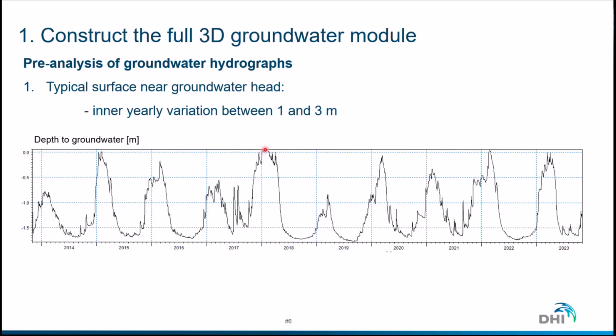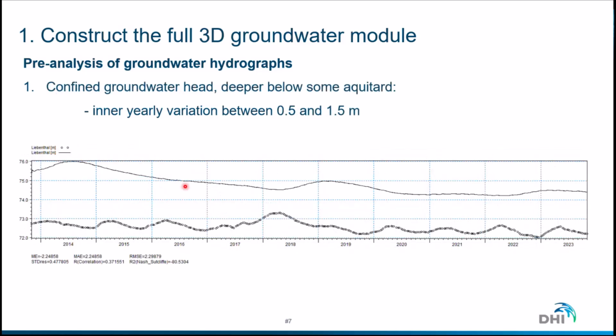And it becomes sometimes even overland flow. So you have here this top aquifer that is relevant. And you have some dynamics with a variation between 1 and mainly 2 meters, sometimes 3 meters. But you have also other hydrographs that look completely different.